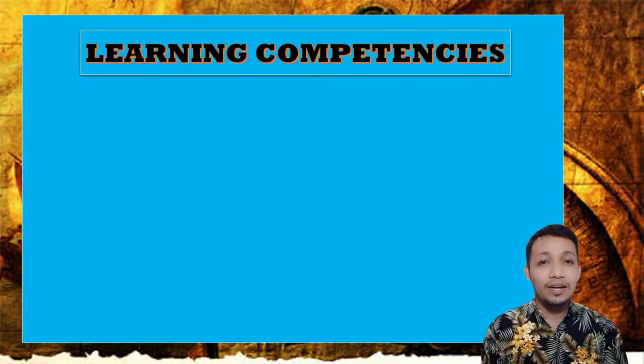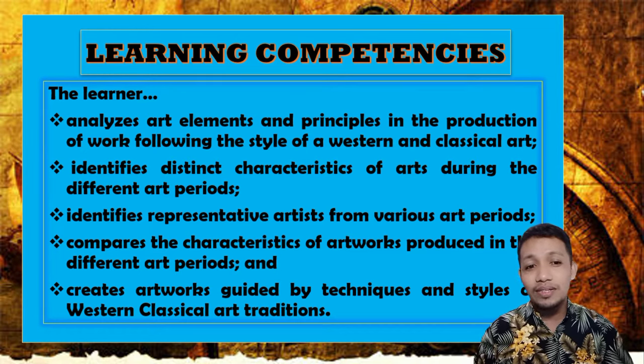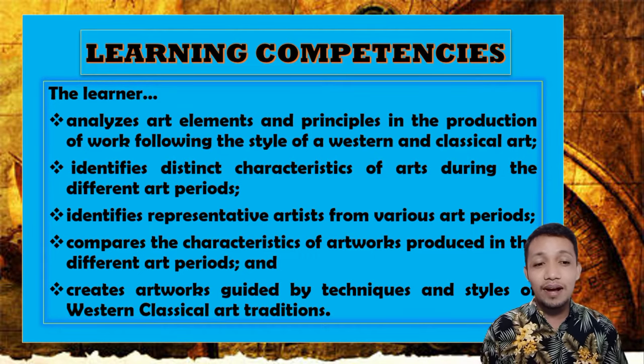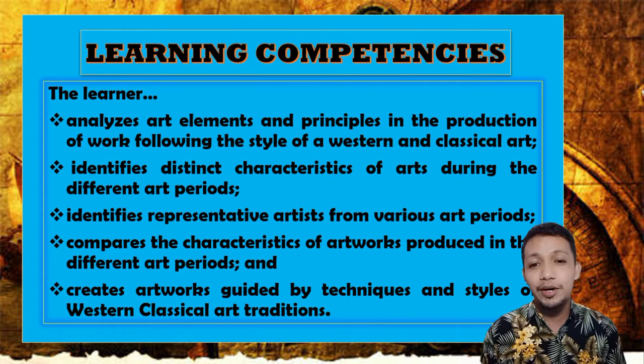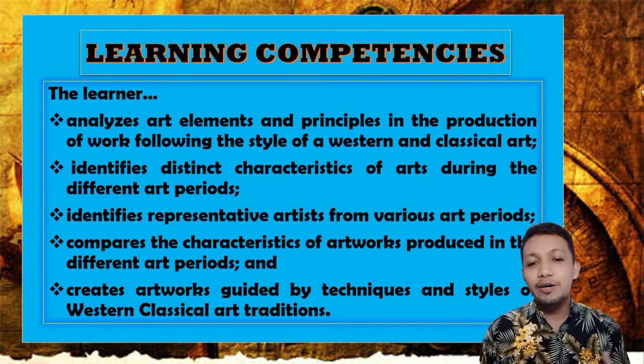And for us to be guided with our discussion for today, let us consider the following learning competencies. The learner analyzes art elements and principles in the production of work following the styles of Western and classical art. The learner identifies distinct characteristics of arts during the different art periods. The learner identifies representative artists from various art periods. The learner compares the characteristics of artworks produced in the different art periods, and the learner creates artworks guided by techniques and styles of Western classical art traditions.